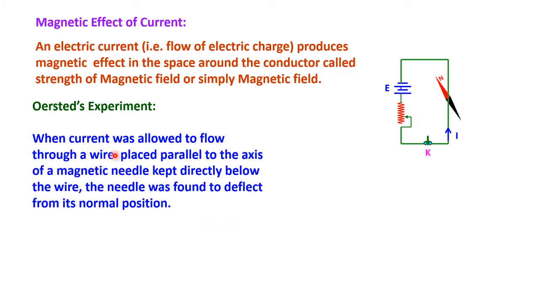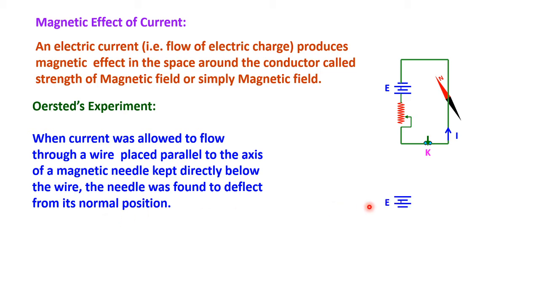So when current was allowed to flow through a wire placed parallel to the axis of the magnetic needle kept directly below the wire, the needle was found to deflect from its normal position.